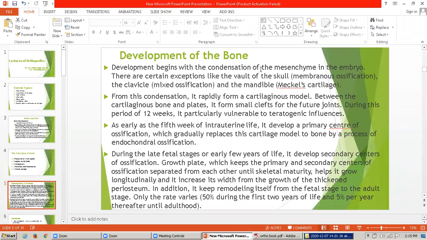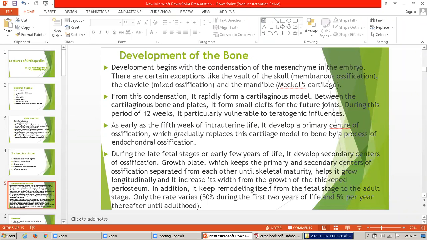development begins with the condensation of the mesenchyme in the embryo. There are certain exceptions like the vault of the skull, which is membranous ossification, and the clavicle, and the mandible, which is Meckel's cartilage. So the development of the bone begins from the mesenchyme in the embryo, and the certain exceptions to this are the skull, clavicle, and the mandible.